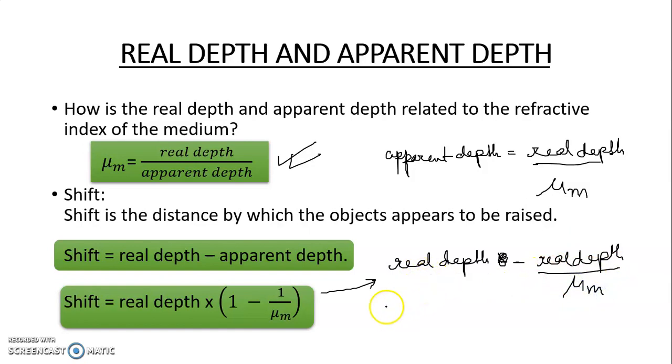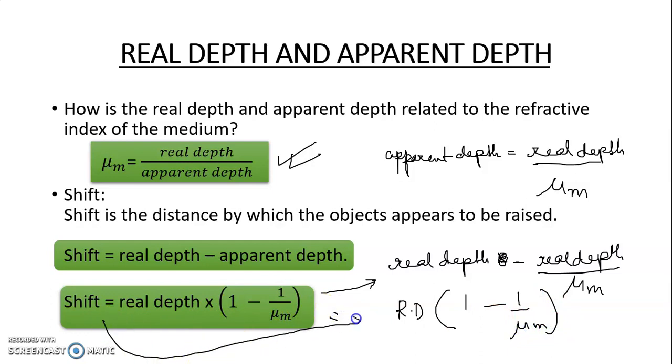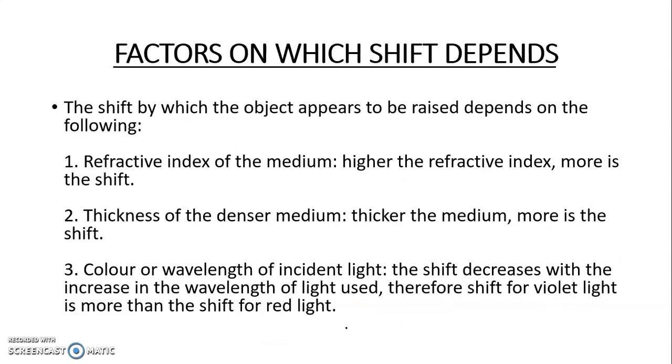Now take the real depth common. In short, if you take the real depth common, this becomes 1 minus 1 by mu m. So this gives you your shift. Is it clear? You will be getting straight numericals on the shift.